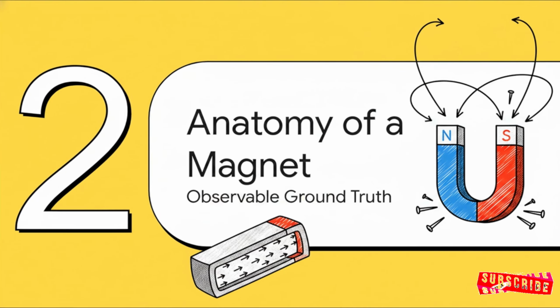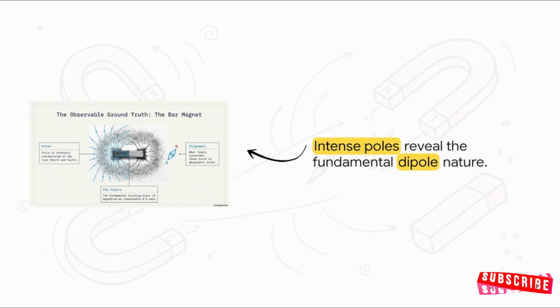Section 2, Anatomy of a Magnet, the observable ground truth. Let's ground this high-level science in everyday reality by looking at a classic bar magnet. Take a look at the iron filings scattered around it. You can literally see the invisible forces at work. The force is intensely concentrated right at the two tips, the north and south poles.